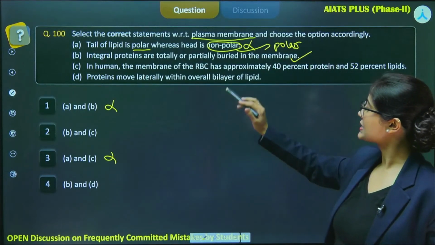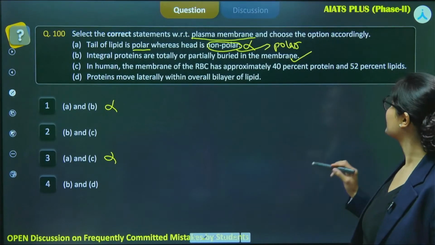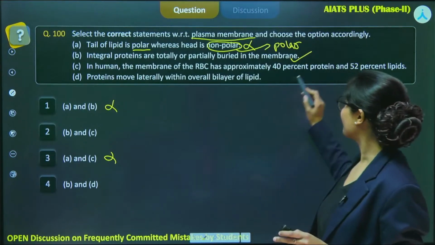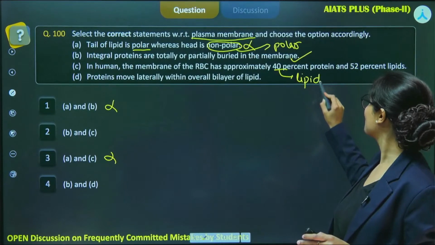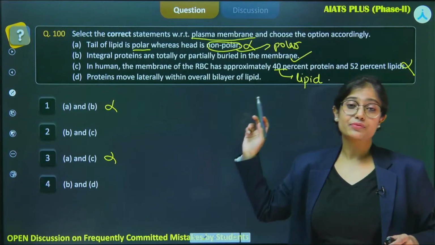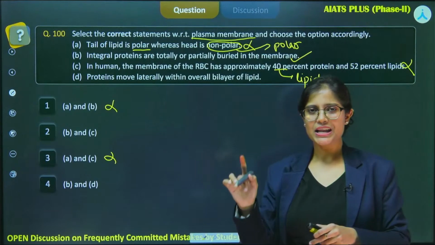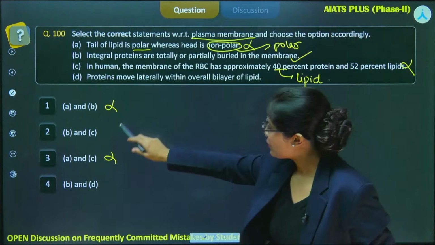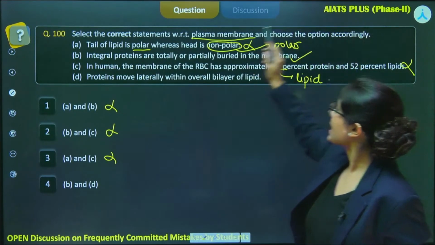Now the next statement says that in humans the membrane of RBC has approximately 40% protein and 52% lipid. So it is an incorrect statement. Why? Because 40% of lipids are present and 52% of protein is present. Please don't confuse these two numbers. Remember: lipids start from L, low number, 40. Okay, so from this I can rule out option 2, as C is an incorrect statement, and the question is asking about correct statements.